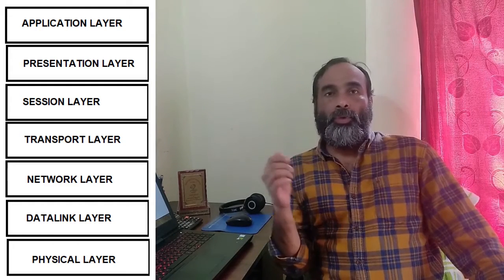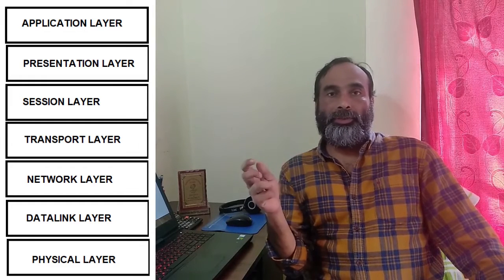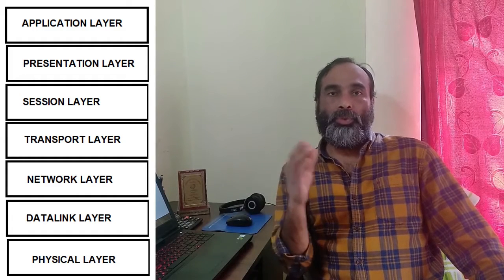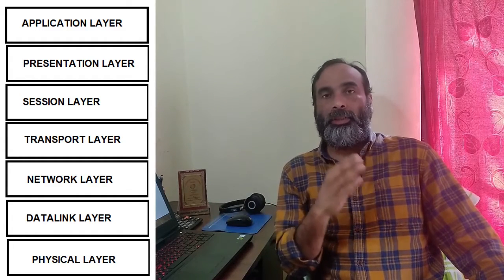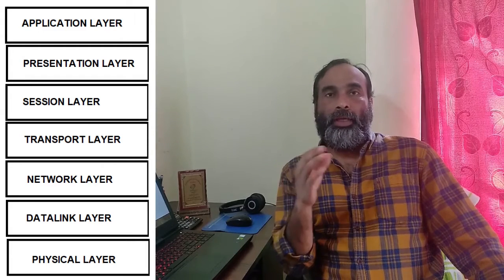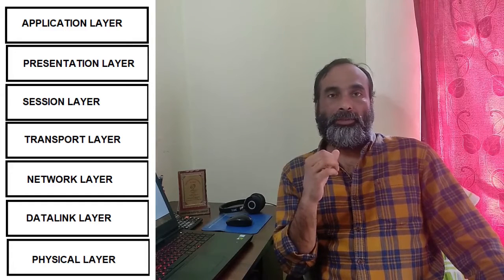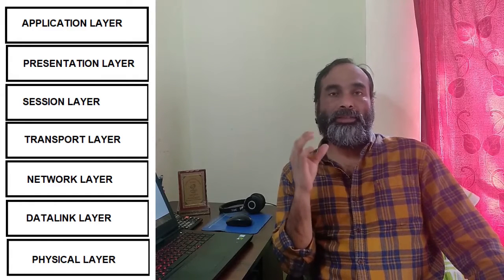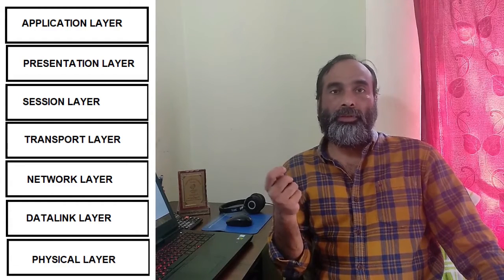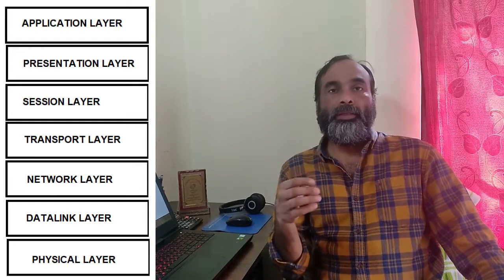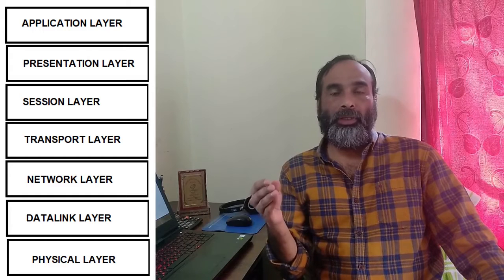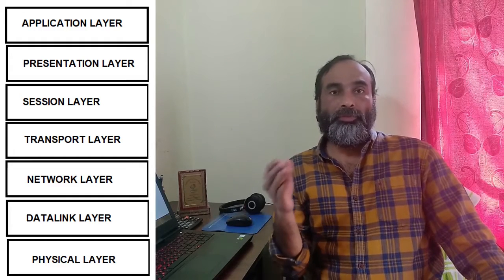The full form of OSI model is Open System Interconnection. This model is used to represent the different processes which the data has to go through in networking. The OSI model has 7 layers. First is the application layer. Then we have the presentation layer, then the session layer, then the transport layer, network layer, data link layer, and physical layer.